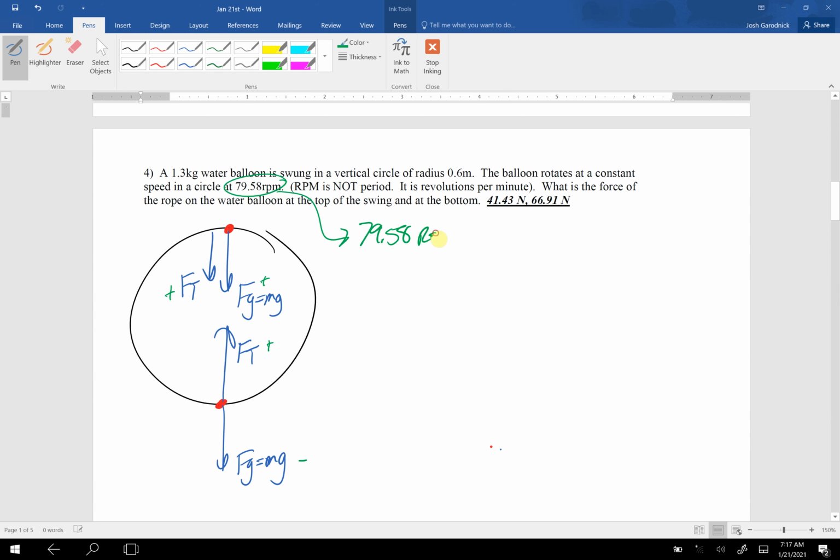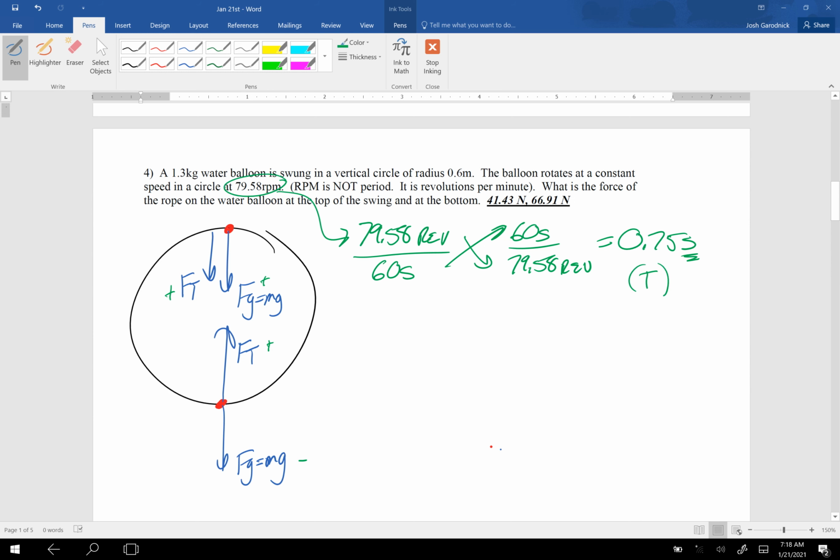That's 79.58 revolutions per minute. So if it's okay with you, I'm going to write per 60 seconds. All right, you can flip that and actually write it as 60 seconds for every 79.58 revolutions. If you do 60 divided by 79.58, you find out that the period is 0.75 seconds. Seconds is the unit for T, period.